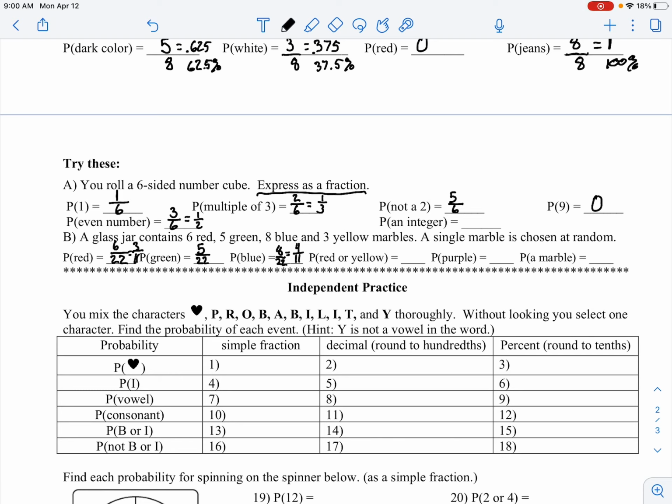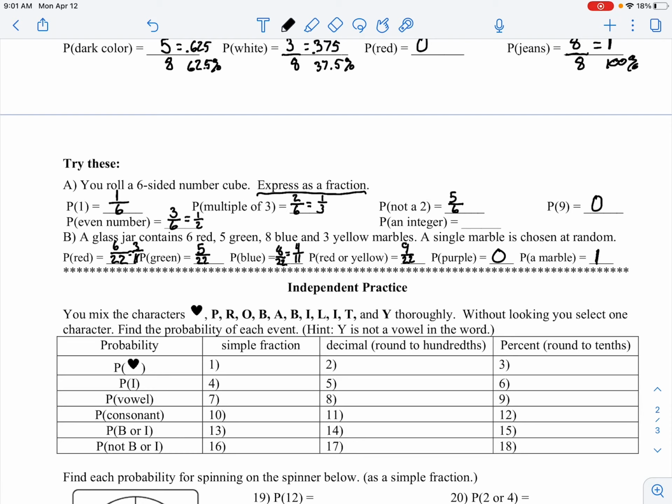Now red or yellow. So how many of these marbles are red or yellow? So we have 6 reds and 3 yellows, so that's going to be a total of 9 marbles that we would want to pick out of that. Finally here, what's the probability we draw a purple marble? Well, are there any purple marbles in the bag? It doesn't tell us there are, so there is 0. And the probability that we pick a marble when we pick a random marble, well, that's going to be certain that we get one. Doesn't matter what color it is, we're just seeing how we draw a marble.